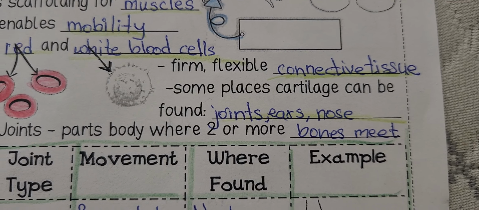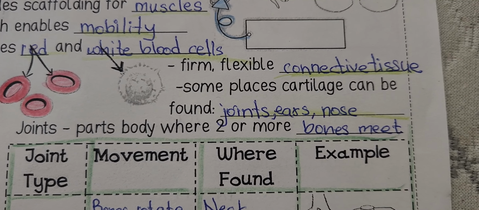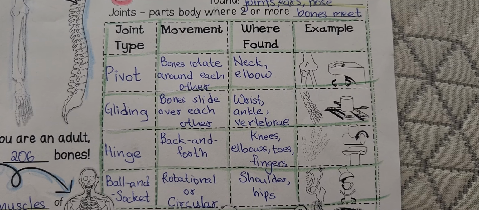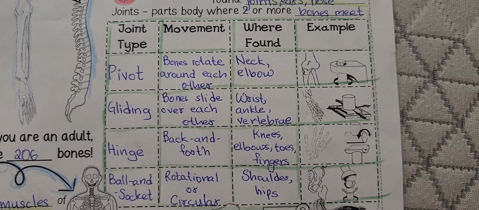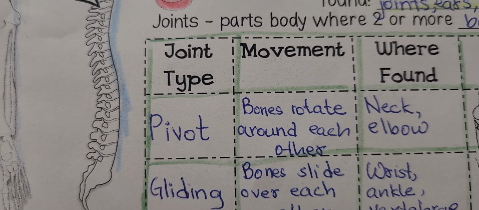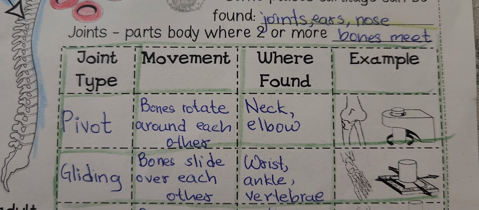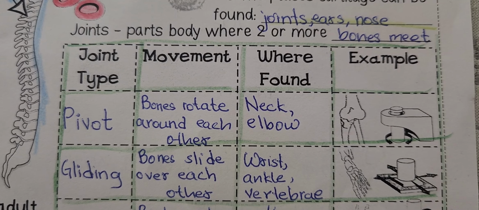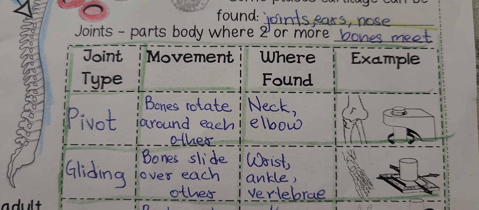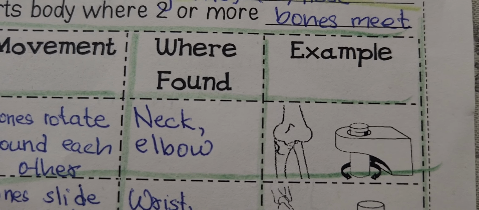But what is a joint? A joint is a part of a body where two or more bones meet together. Here is a small table on joints and joint types. The first joint is a pivot. The movement is when the bones rotate around each other. An example is a neck and your elbow. So if you try moving your neck and your elbow, you're basically moving a pivot joint. An example in the form of a diagram is here.